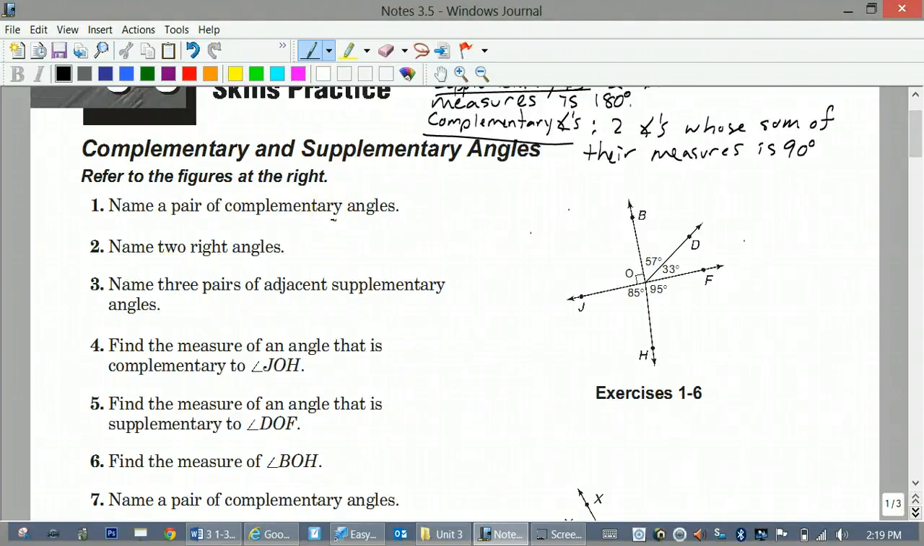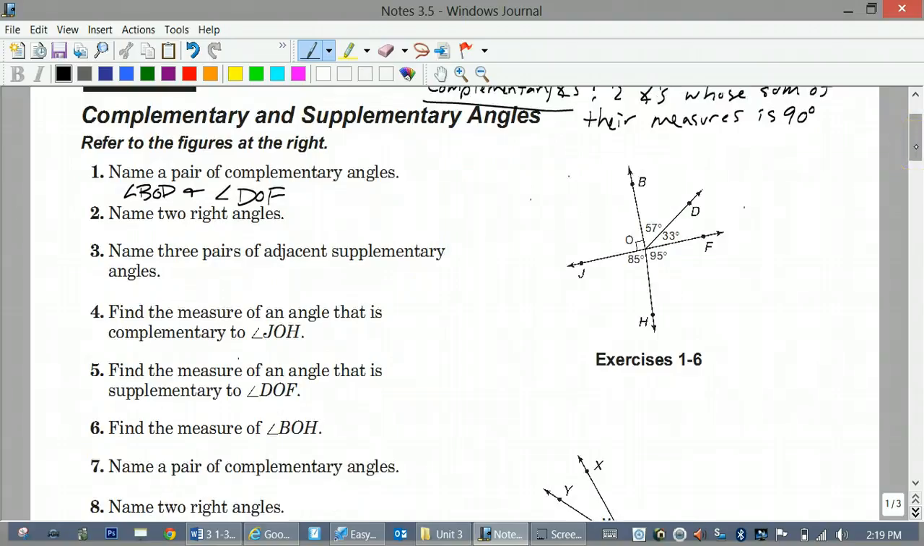So name a pair of complementary angles. Complementary angles would be two angles that add to 90. So angle BOD and DOF. FOD, either one. Okay, next. Name two right angles. Two angles that add to 90 degrees. Angle JOB. And then what? BOF.